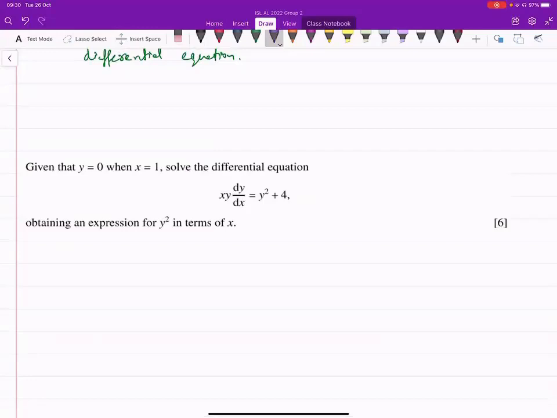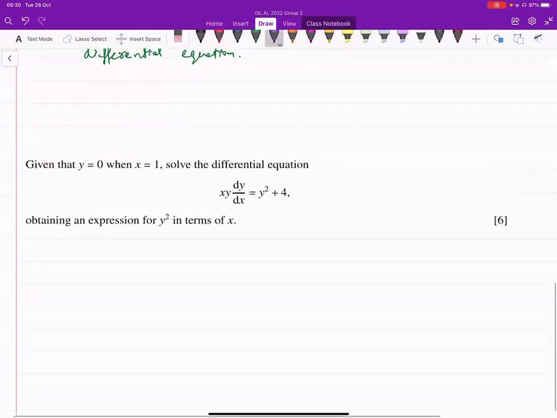We are given that y equals 0 when x is equal to 1. So we have one particular point given. Using this information, we have to solve this differential equation जो आपके यहाँ पर नजर आ रही है, obtaining an expression for y square in terms of x. Right? तो y square को subject बनाना है, x की terms के अंदर आपको लेकर आना.